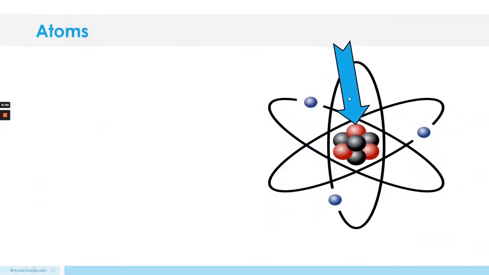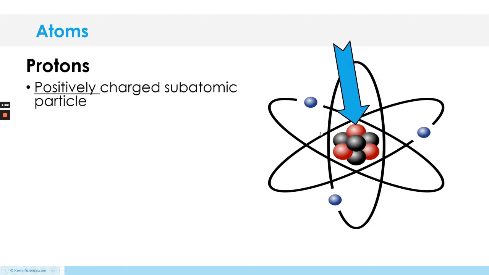So let's start with atomic structure. Some of the main things that you need to know is that atoms are made up of subatomic particles. Sub means smaller than or below. Atomic means atoms. So they're the things that make up atoms. Protons. Protons are the positively charged subatomic particles. So protons are positive.